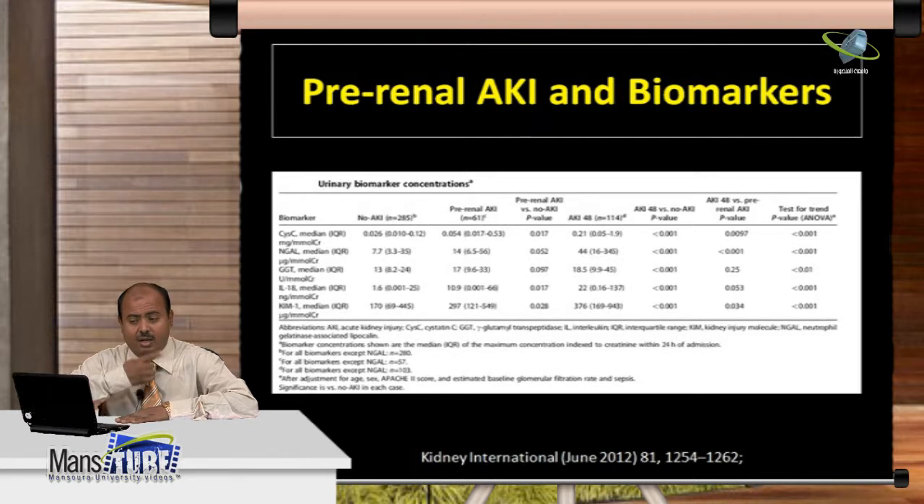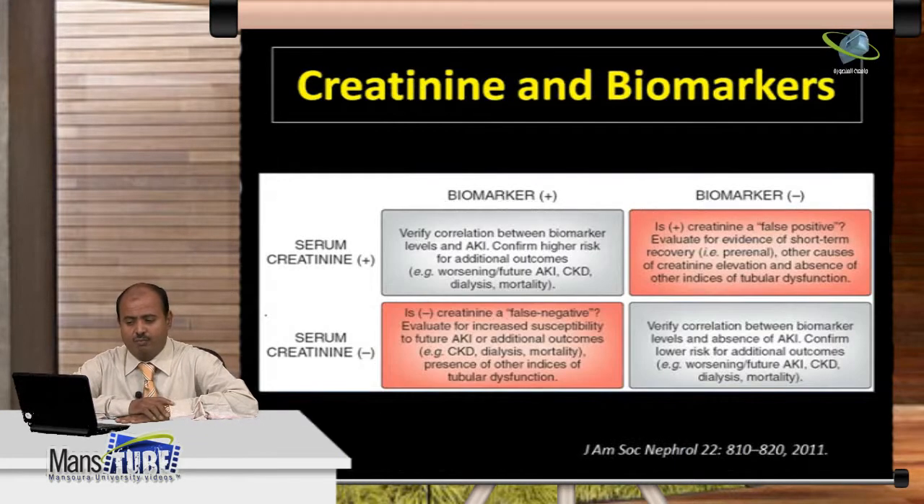In pre-renal acute kidney injury, we may have a rise in some acute kidney injury biomarkers like serum cystatin C, interleukin 18 in urine, or KIM-1 molecule. However, as you see here, the p-value is significant for all these three markers, but it is not significant for NGAL or the GGT enzyme. So some biomarkers increase with pre-renal acute kidney injury also.